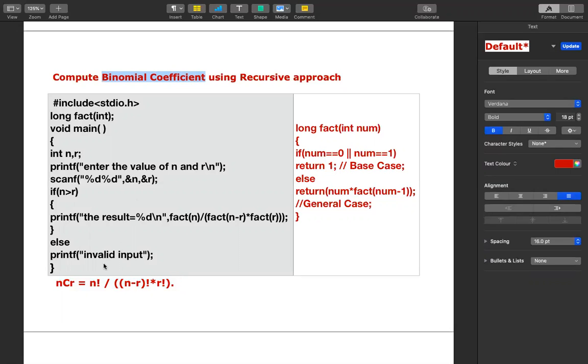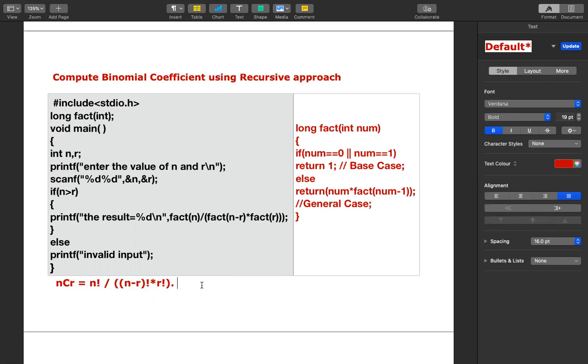In this program, since the formula itself reveals that it contains factorial in it, and since factorial of a number can be computed using recursive approach, even binomial coefficient can be computed using recursive approach. If you look, the numerator also contains factorial and the denominator also contains factorial.